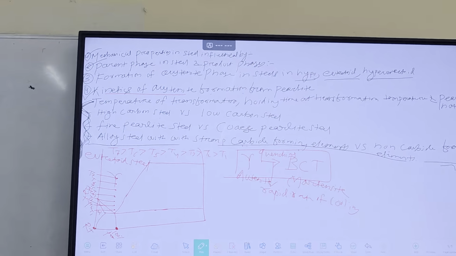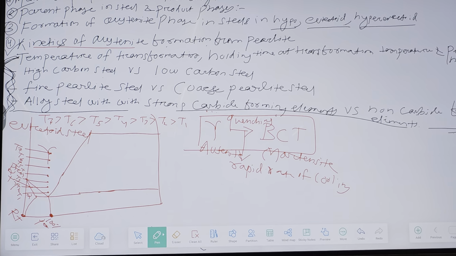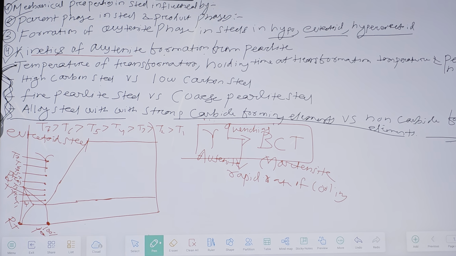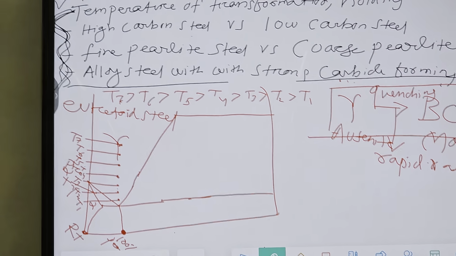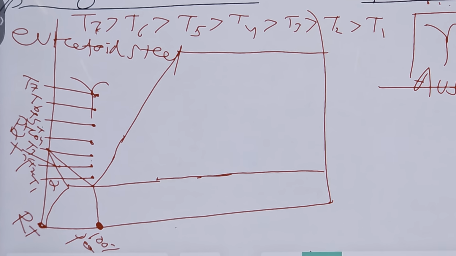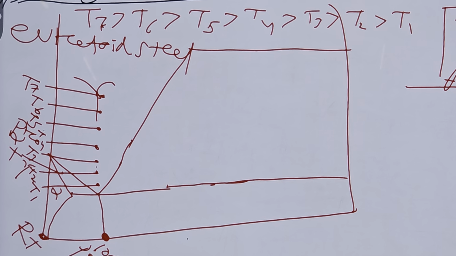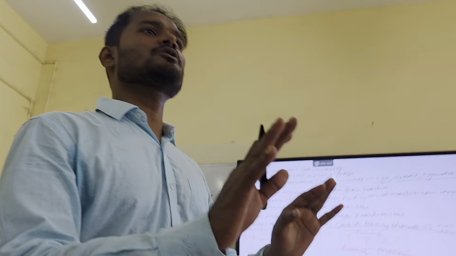Just check it, we already discussed that earlier. T7, yes. T7 will have the maximum austenite. So how will you get it? Because austenite cannot remain at room temperature. After quenching, you will get martensite only. You may have some amount of retained austenite, but I am not going into that. Just imagine you have 100% transformation of austenite into BCT, that is martensite.